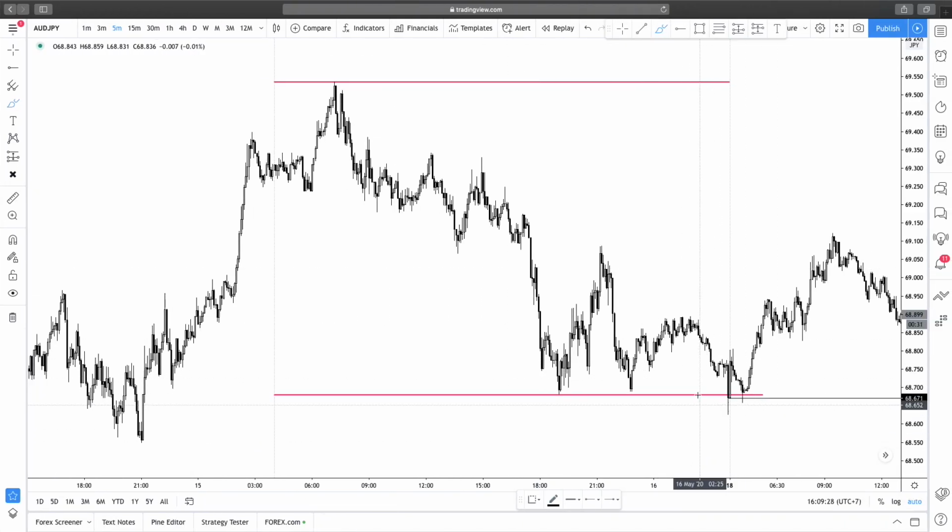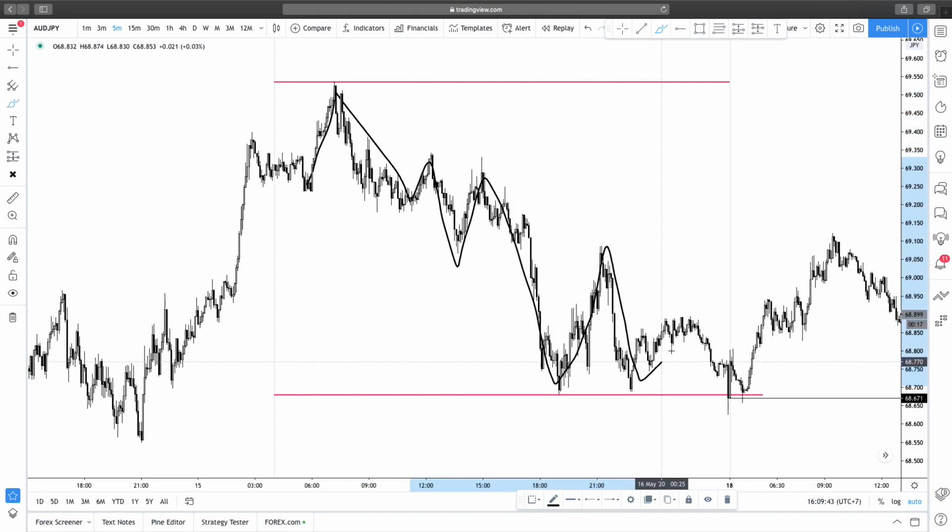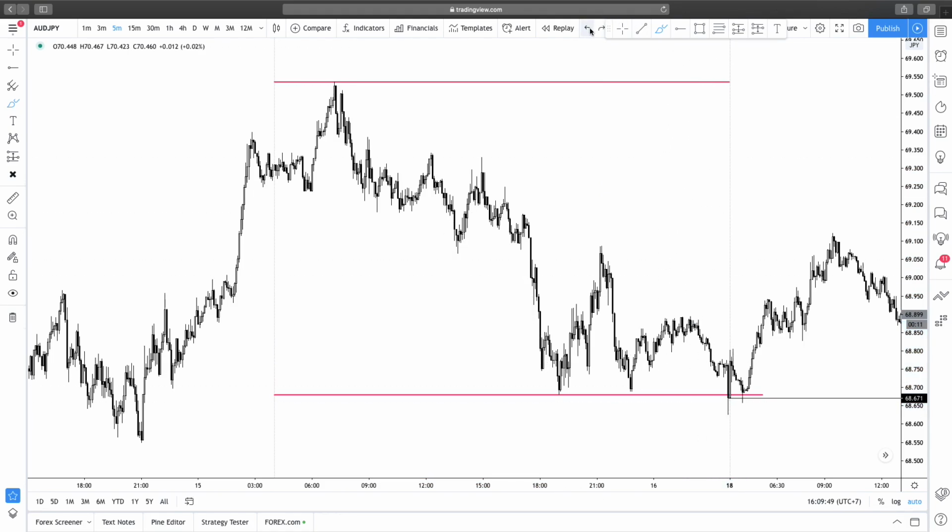Where was the swing? The swing wasn't the full day, was it? Because there's a swing there, swing there, swing there. Okay, so the high that created the low is actually here because this is the swing. Here you have the high that creates the low.